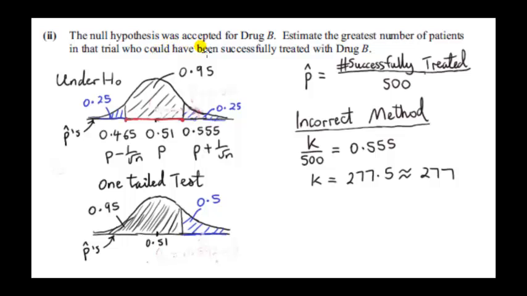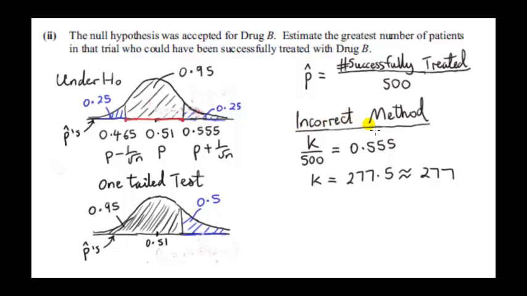The null hypothesis was accepted for drug B. Let's look at p hat for drug B. To calculate the sample proportion of those successfully treated by drug B, we take the number of people successfully treated and divide by the sample size. In the group for drug B we had just as many people as the group for drug A, so it's 500 people. Estimate the greatest number of patients in that trial who could have been successfully treated with drug B.